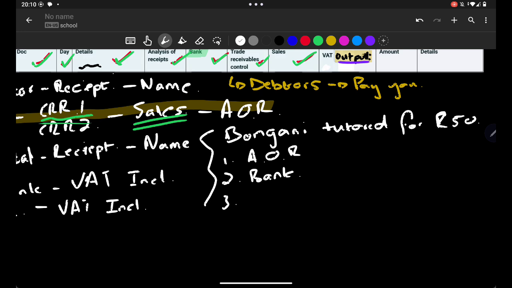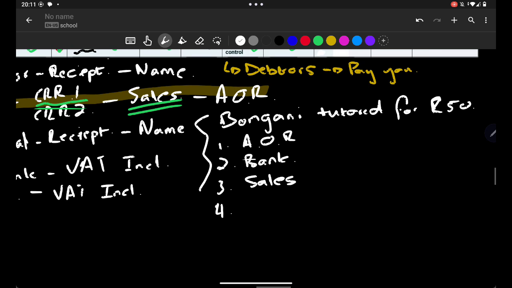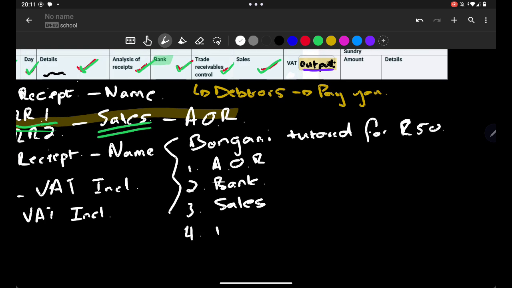Number 3 is sales, right? Because I made a sale. I sold my services rendered. I sold my tutoring services. And then number 4 is the VAT output, right?